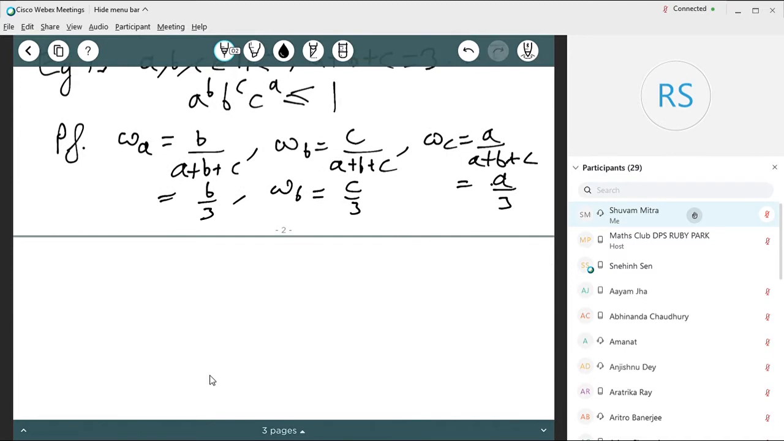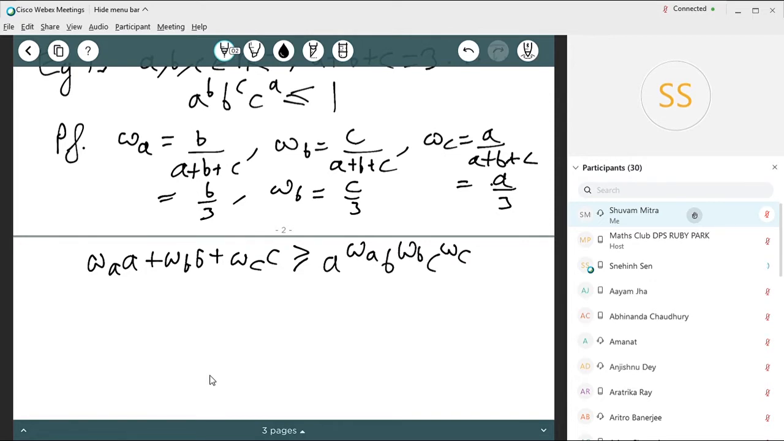So using these weights, by weighted AM-GM, you will have WA of A plus WB of B plus WC of C greater than or equal to A to the power WA, B to the power WB, C to the power WC. It's easy to check that the sum of weights is 1, right? Because from the first representation, it's obvious, and even from the second one.